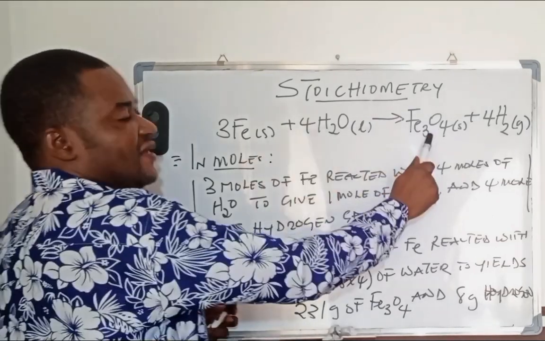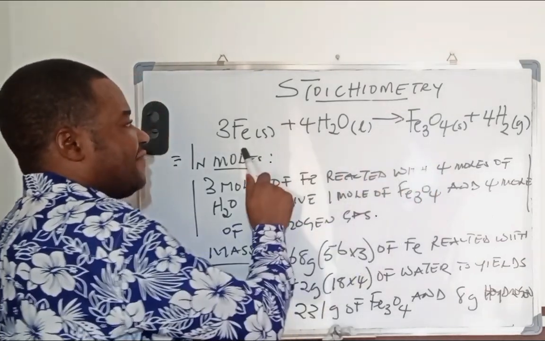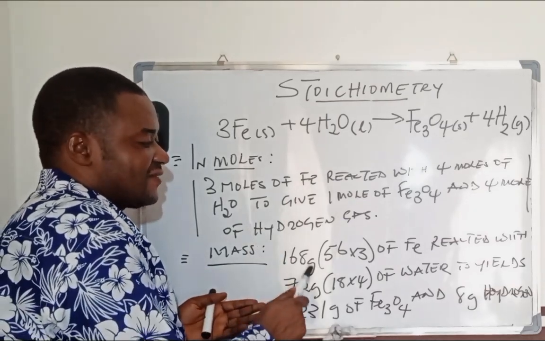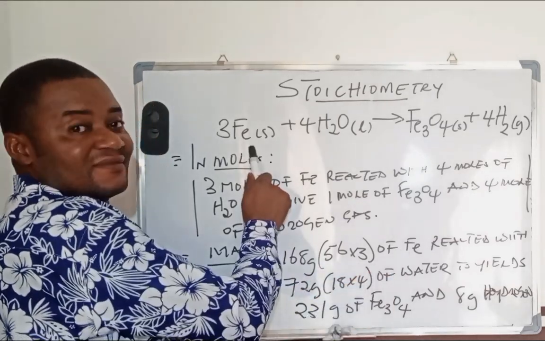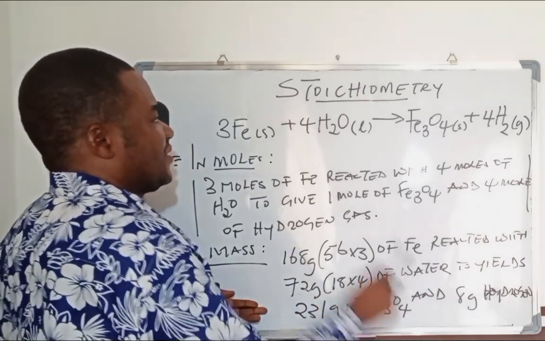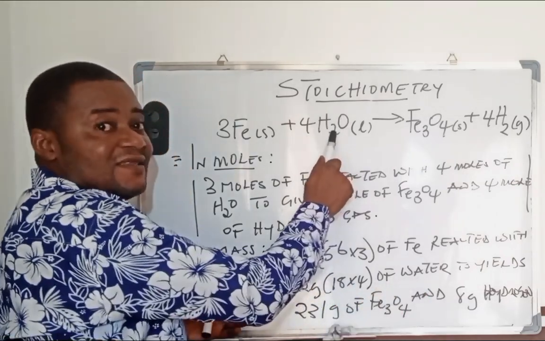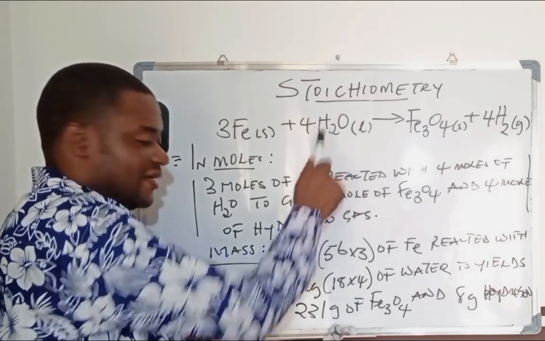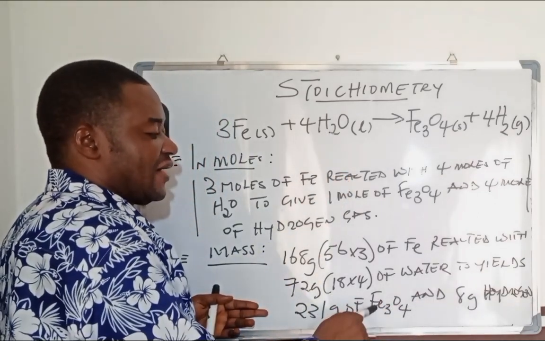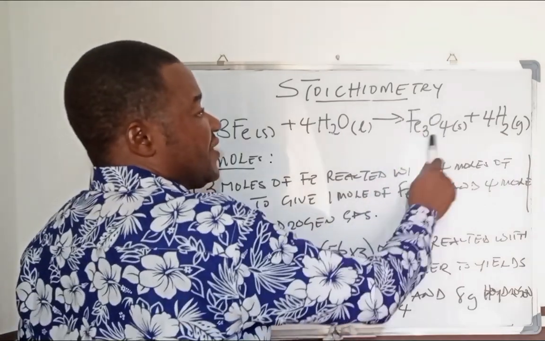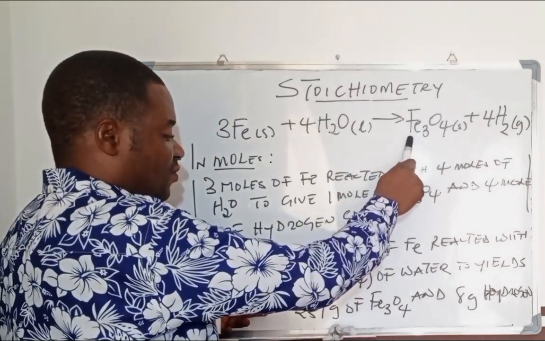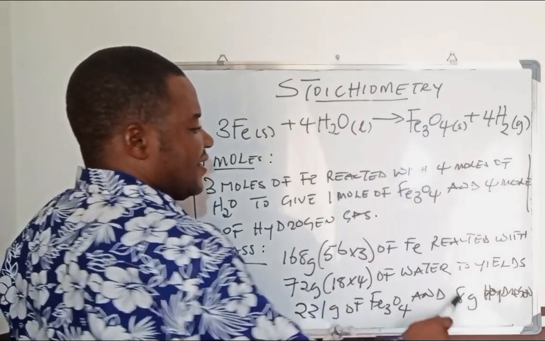must prepare this, I have to measure 168 grams of iron, react it with what? With 72 grams of water, which is 4 times 18, the molecular mass of water, to yield 231 grams of iron(III) oxide. This of course means the whole of this iron(III) oxide, if you look at the molecular mass, gives you 231 grams, and 8 grams of hydrogen.